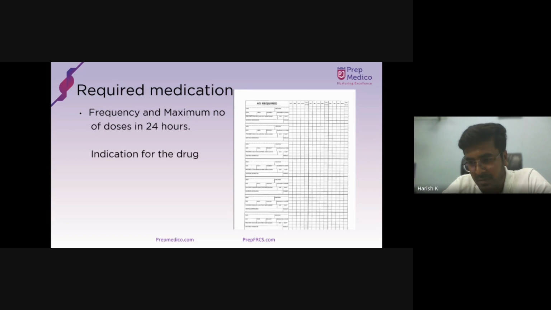Anything that should be taken at night, or as-required medications, you don't need to write. If you need to tell the patient any further information, you can mention it there. Okay, let's go to the next slide.